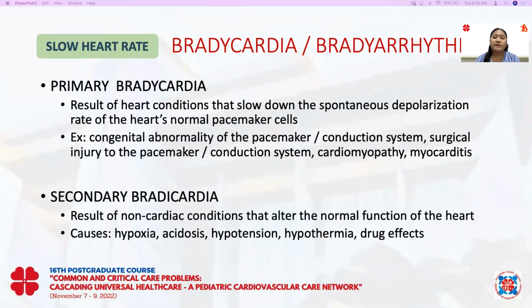Primary bradycardia is because of the heart's inherent conditions that slow down the spontaneous depolarization rate of the heart's normal pacemaker cells, while secondary bradycardia is the result of non-cardiac conditions that alter the normal function of the heart. Bradycardia may be a sign of impending cardiac arrest in infants and children, especially if associated with hypotension or evidence of poor tissue perfusion.